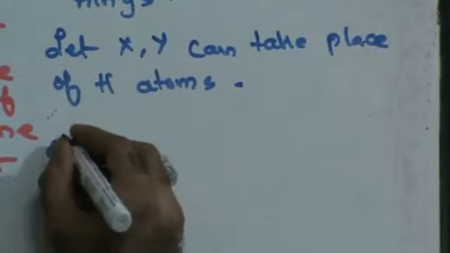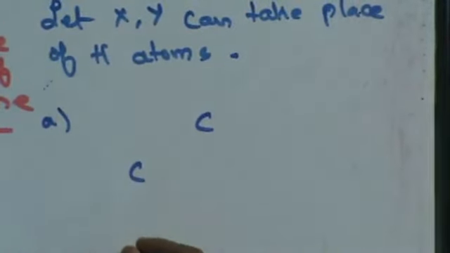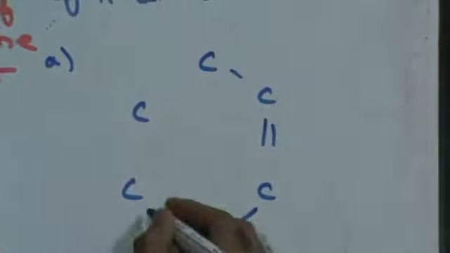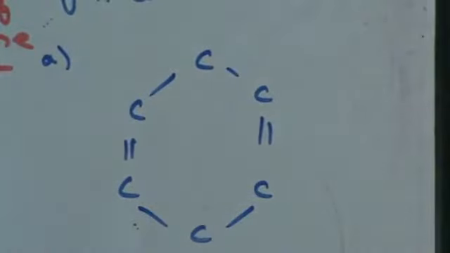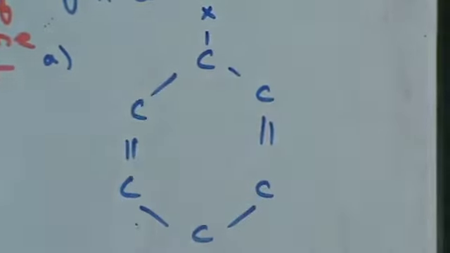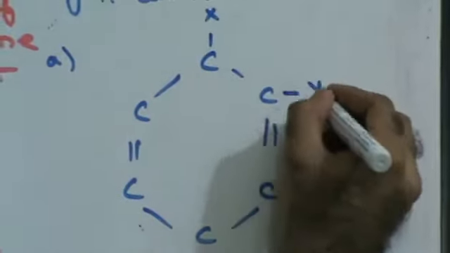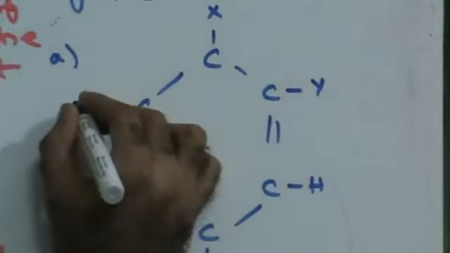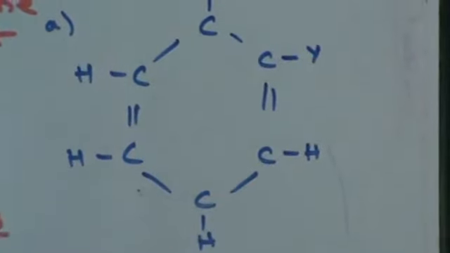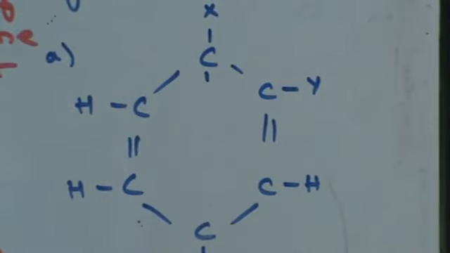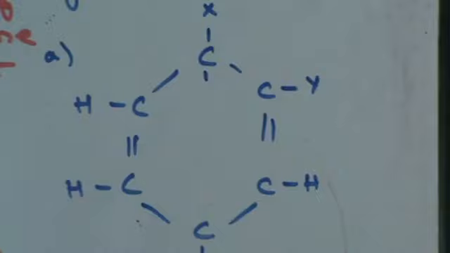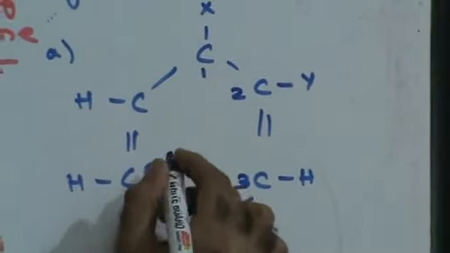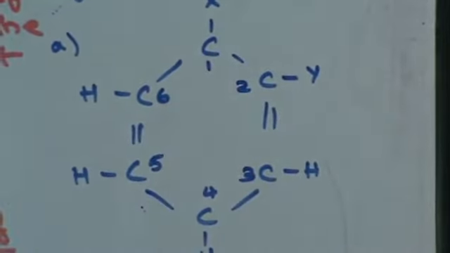Now let's see the first position that you can have. You have 6 carbon atoms, right? You have alternate single and double bonds. Now you have one compound X which is here, you have another compound Y which is here, and then you have hydrogen throughout. How do I count the carbon atoms in a benzene ring? The atom which is at the top is the first. You count clockwise. So this is the second carbon atom, third, fourth, fifth, and sixth. So these are my six carbon atoms.